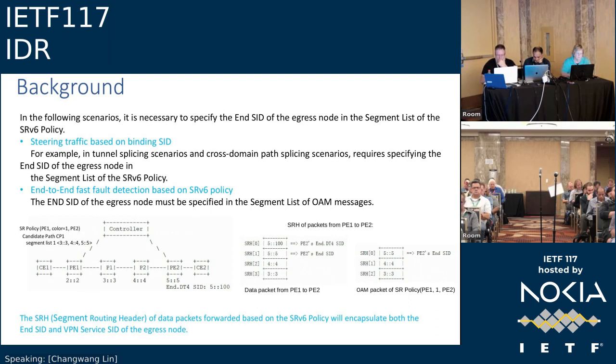For example, the controller distributes an SR policy to node P1 with the segment list information as 3::3, 4::4, and 5::5. Node P2 advertises the End.DT4 SID to node P1. When P1 forwards a packet to P2, the encapsulator includes both the End SID and the DT4 SID of P2. However, when the OAM packet checks the validity of the SR policy, it only contains the path information distributed by the SRv6 policy. The head node of data packets forwarded based on the SRv6 policy will encapsulate both the End SID and the VPN service SID of the egress node. Next, please.